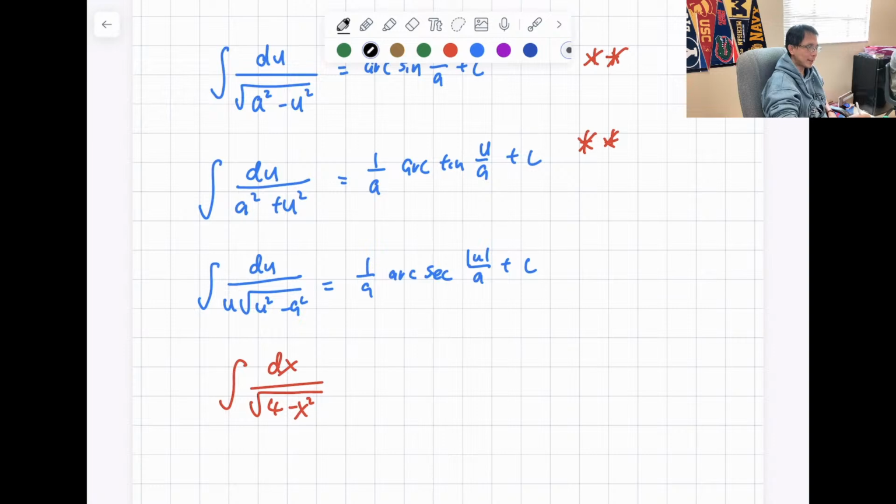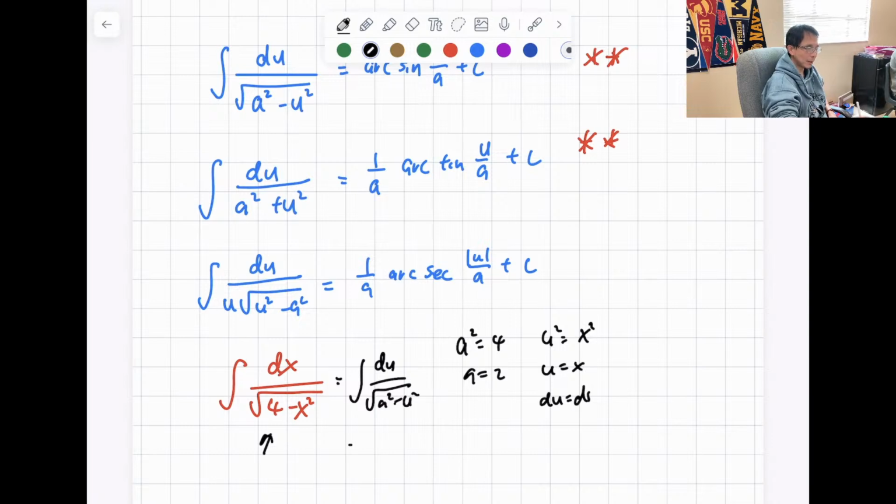So in this case, which format does this look like? Sine. Okay, so I'm going to write it down. a squared is equal to 4, a is equal to 2. u squared is equal to x squared, u is equal to x. du equals dx. So obviously that's the integration of du over square root of a squared minus u squared. So that's going to be arcsine of u over a, so x over 2, plus c.